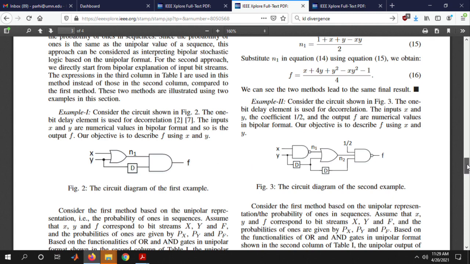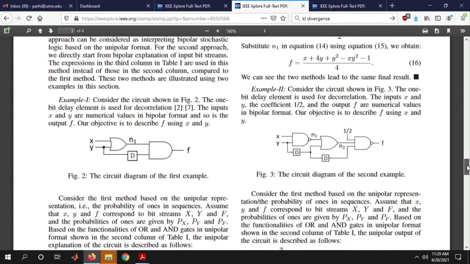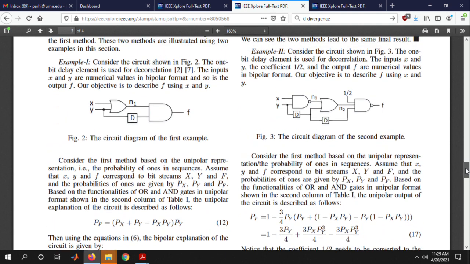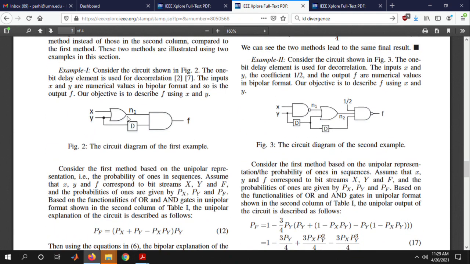How do we analyze this in unipolar? The unipolar should be easy, right? If I look at the expected value of N1, we already saw for the OR gate, that's the probability of the union of x and y being 1, which is px plus py minus the common part that was double counted by adding px plus py. The AND gate is simply computing that times y. So that is the output in unipolar input, unipolar output.